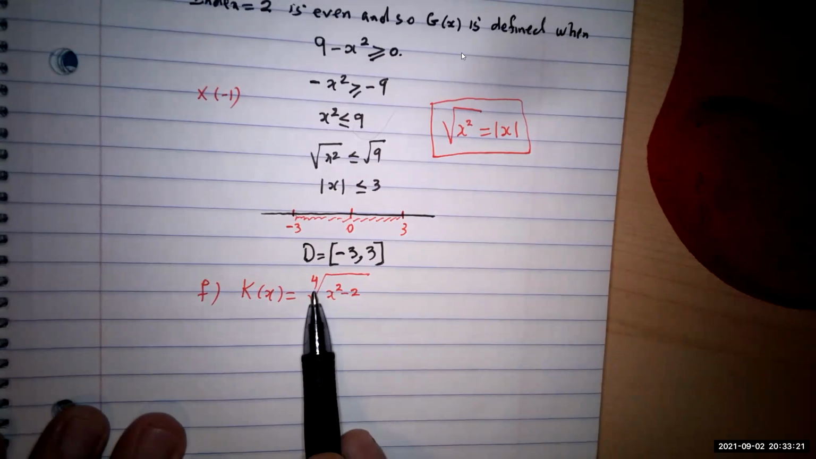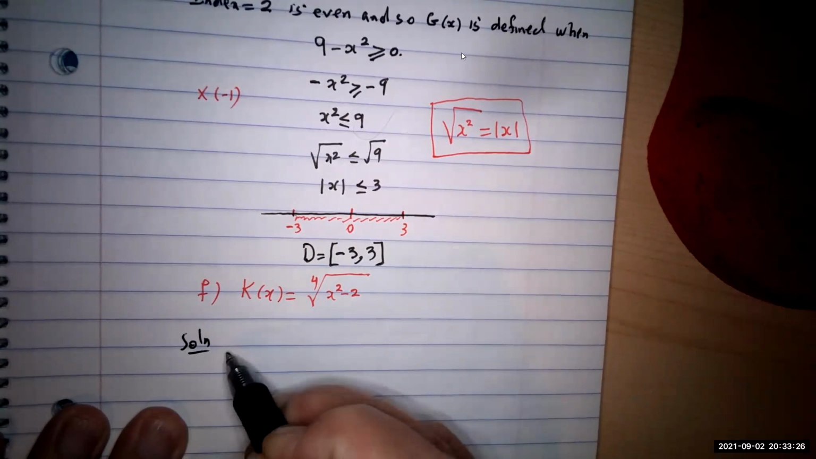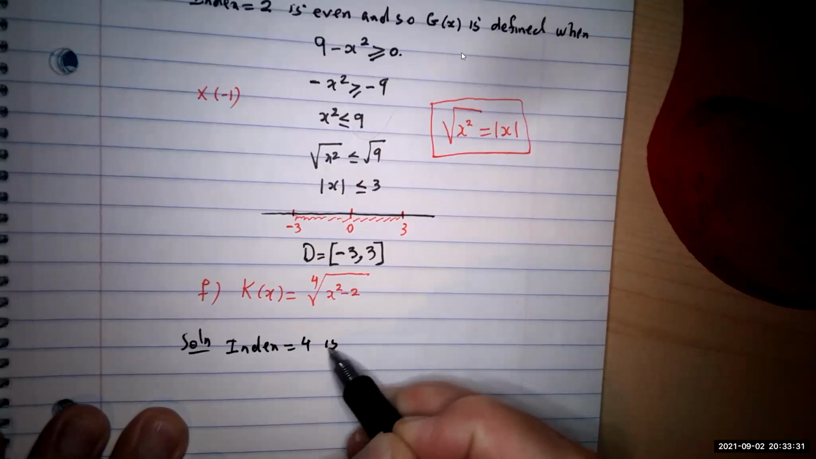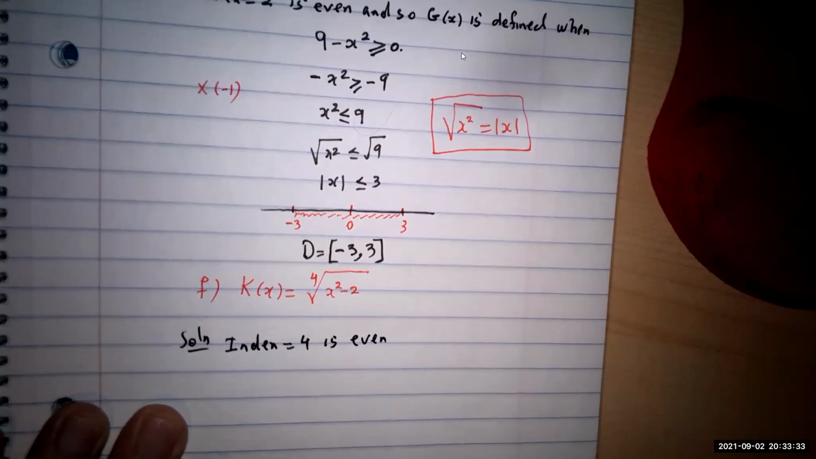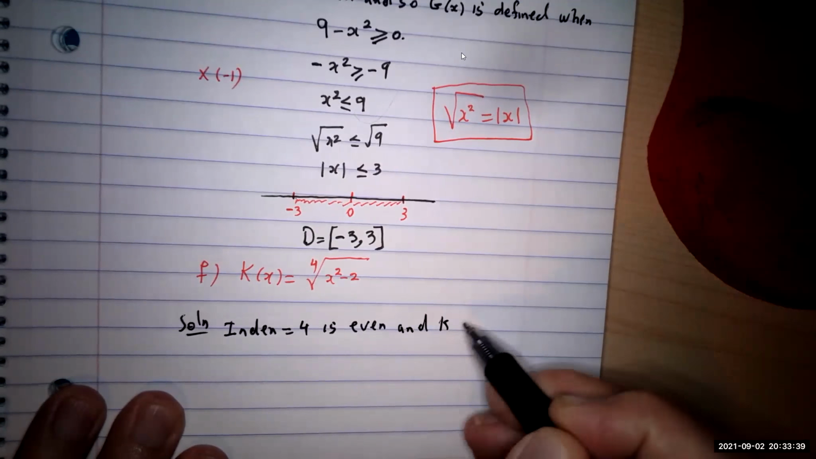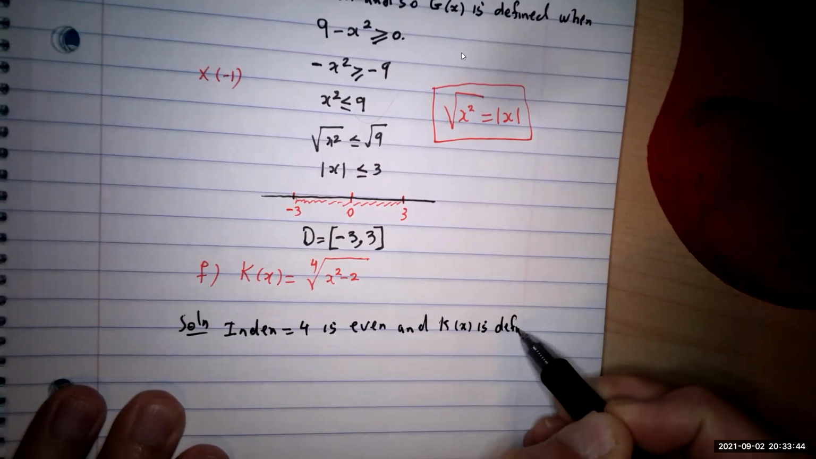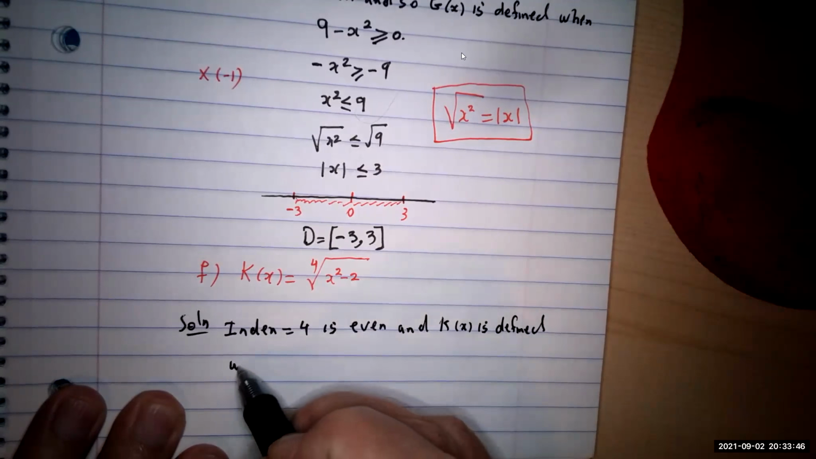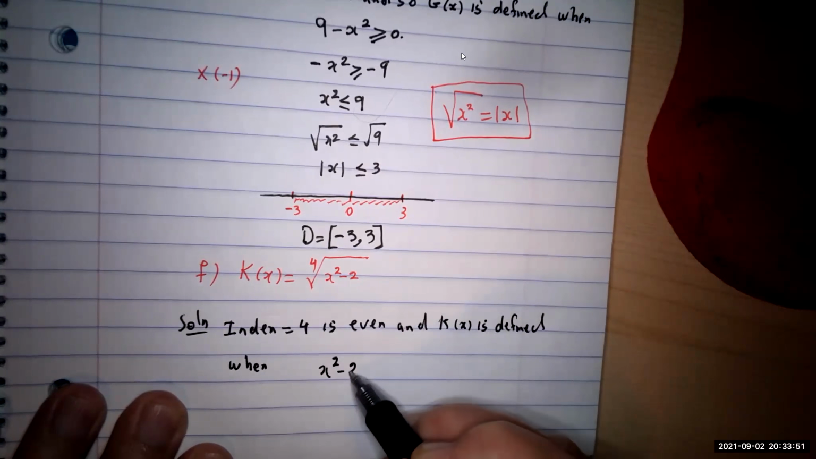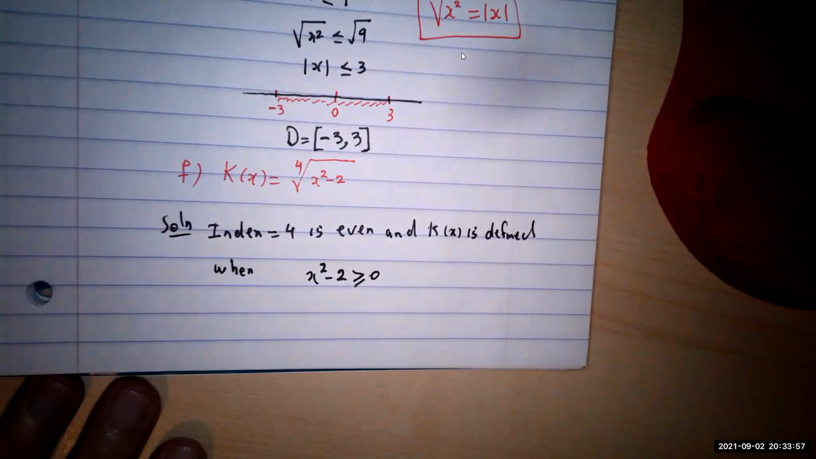You see this number, index is 4. The index is equal to 4, it's even, so you'll be in trouble. And the function k of x is going to be defined where this expression, x squared minus 2, is greater than or equal to 0 again. Now you solve this one.